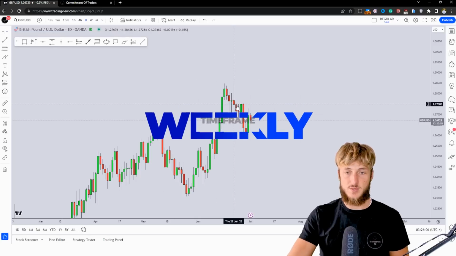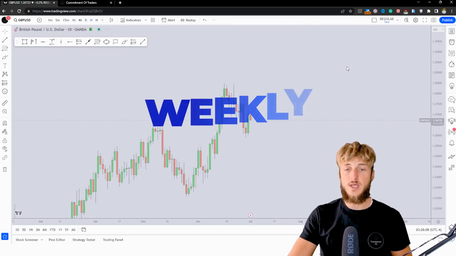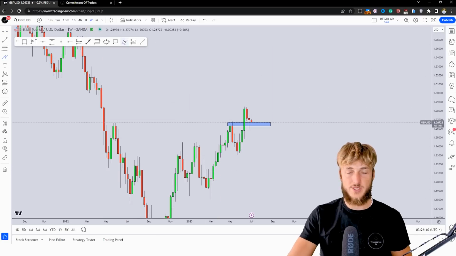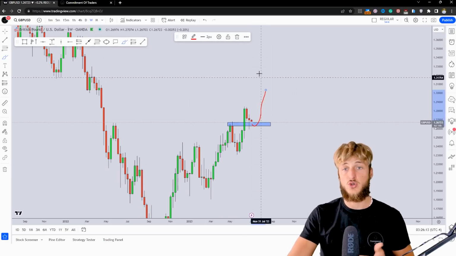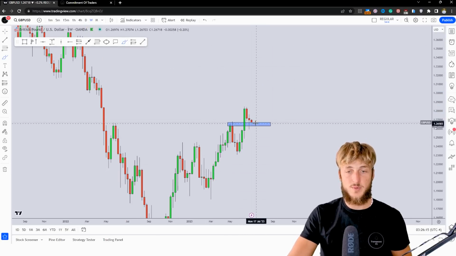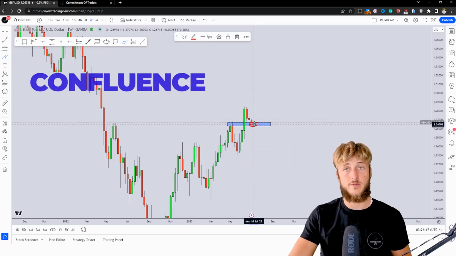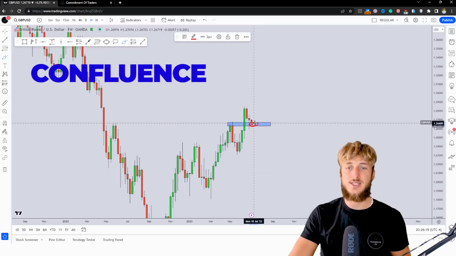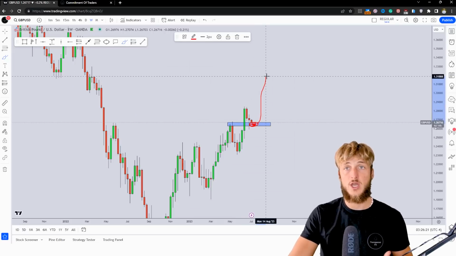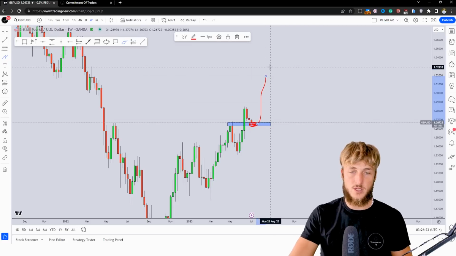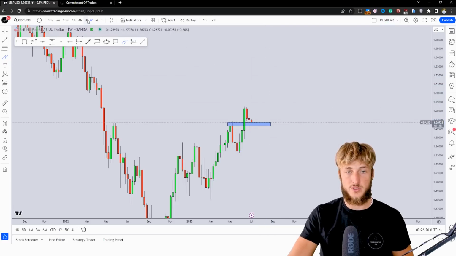Now, this increases the probabilities that the weekly rejection away from this area that we were expecting could definitely happen, because this could be a quite interesting area since it is a confluence of support, in which institutions could be adding more longs, further increasing the probabilities of seeing bullish continuation on this pair.